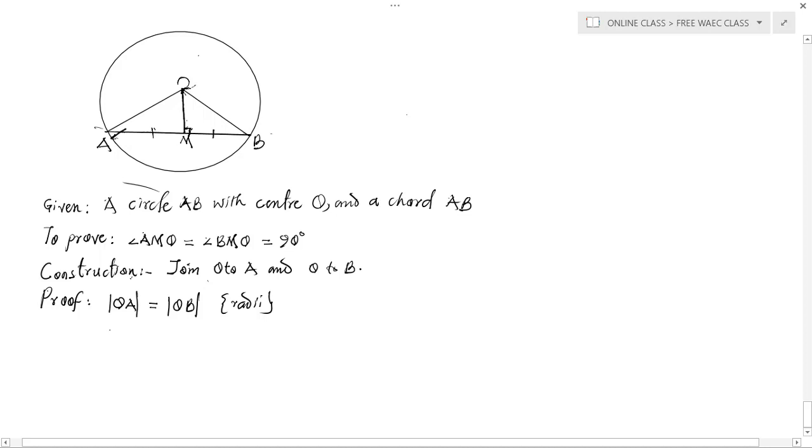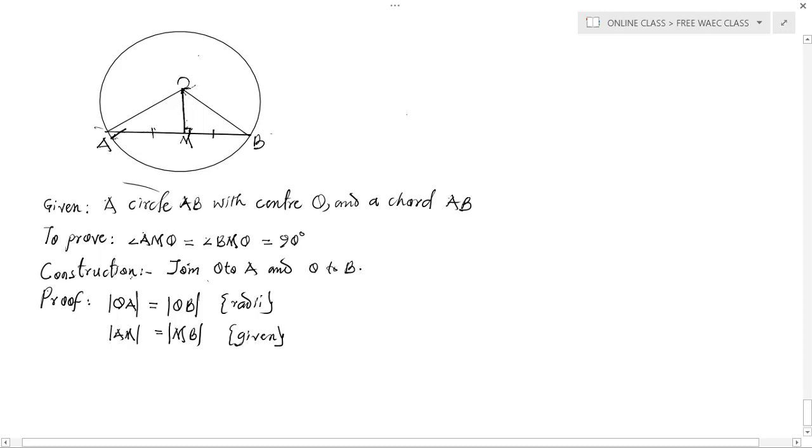Again, from what we said, the rule is that AM is equal to MB, because if this line bisects, what is meant by bisect is to divide into two equal parts. Bisect AB into two equal parts, it means AM and MB are the same. So that one is part of the theorem. We're given in the theorem that both of them are equal.